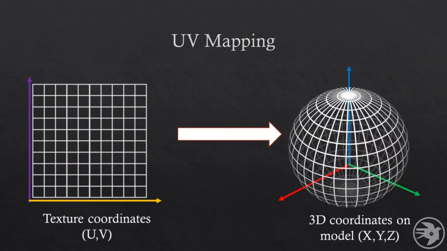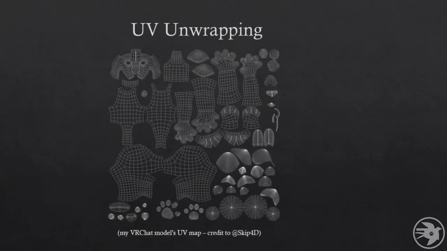There's this thing in 3D modeling called UV mapping. UV mapping is how you take a flat texture and put it on a 3D model. You go from the texture coordinates of your image, which is 2D, to your 3D object. When you're texturing models, you do something called UV unwrapping, and it's the same thing as that, but a little more sophisticated. So here's my VRChat model's UV map. If you've ever worked with plushies, this is essentially the flat parts you would cut out to make a plushie, except we're working in reverse. We're cutting our model into its sewn-together parts.